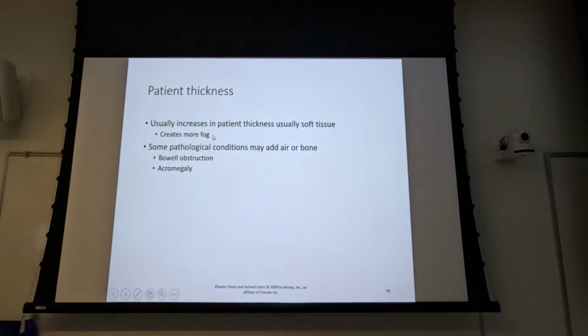So patient thickness, we've already talked about that. Some pathologies may add air or bone or soft tissue. So where we have air, bowel obstruction. So what are your telltale signs when you walk in to shoot a portable KUB on a patient? What are your telltale signs that they've got a bowel obstruction? What's that? Distended abdomen. Okay, that's number one. They've got a great big distended abdomen.